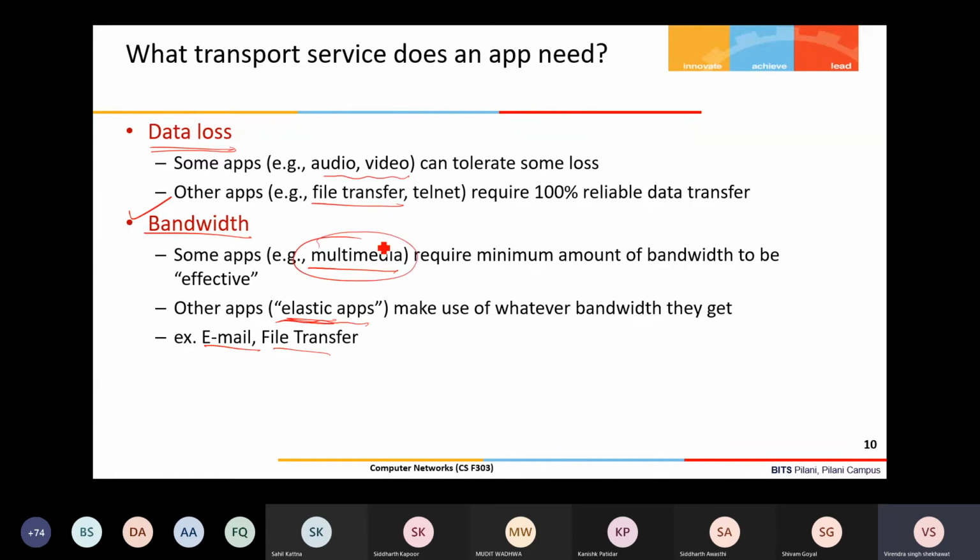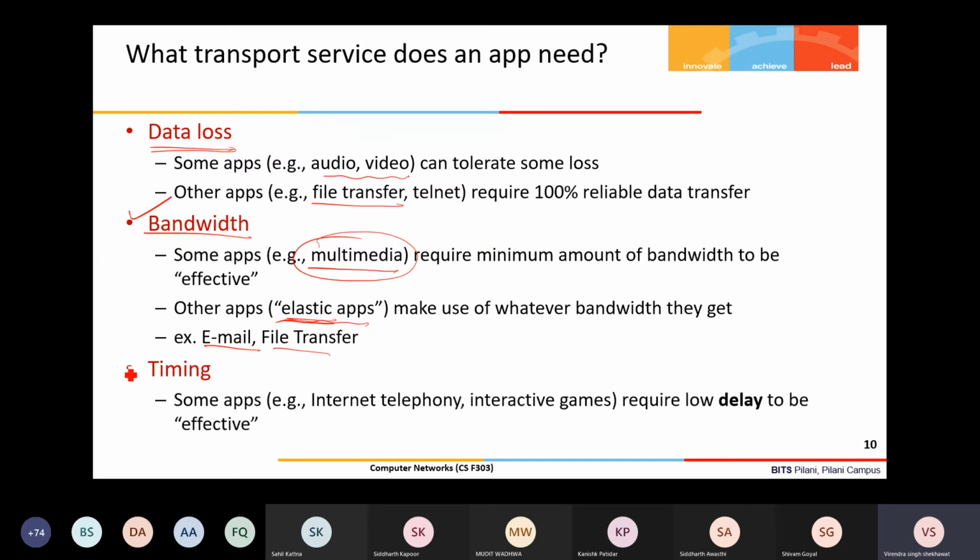But multimedia applications require some minimum amount of bandwidth; without that they can't work. So audio and video applications are loss tolerant, but they need some minimum bandwidth. And file transfer applications are not loss tolerant, and they can sustain on any amount of bandwidth available.